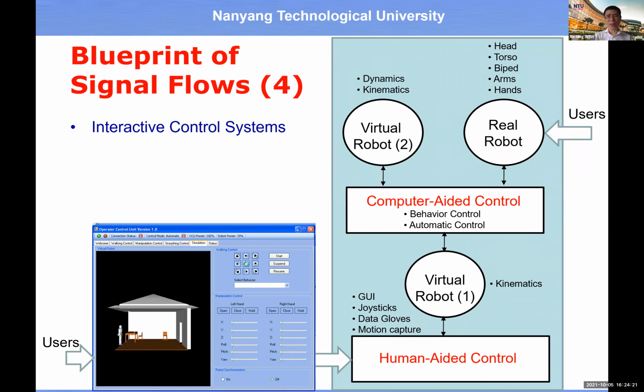Also we can interact with the robot at the signal level. But later on I will show you we can also interact with the humanoid robot at the cognitive level or knowledge level. For this one, we just interact with the humanoid robot at signal level. For example, if we use a keyboard, the keyboard will emit signals. If we use a joystick, the joystick actually emits signals.